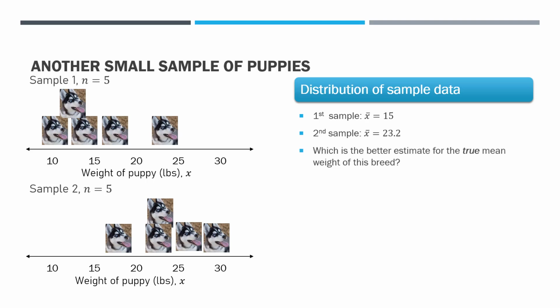So which is the better estimate for the true mean weight of this breed? I don't know. I don't know anything about puppies. I'm actually more of a cat person, so I couldn't tell you if these puppies are big or small or what. So what should you do?